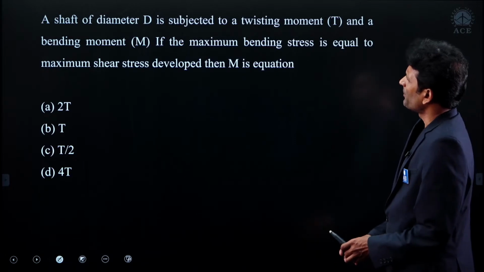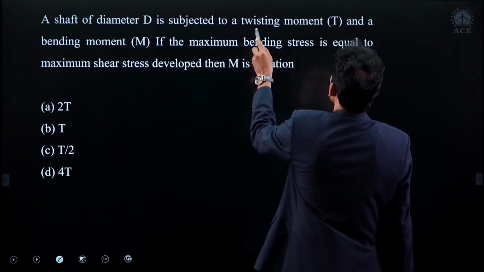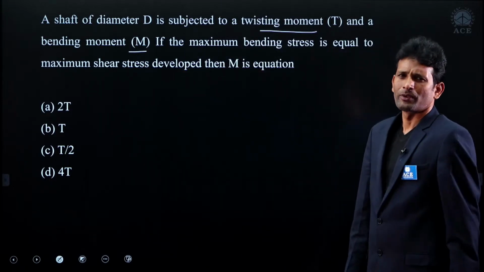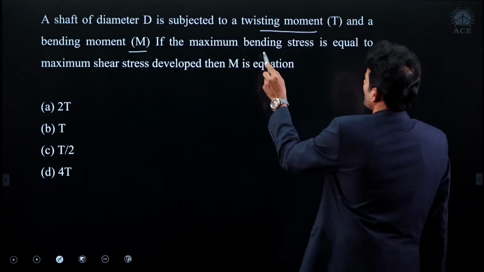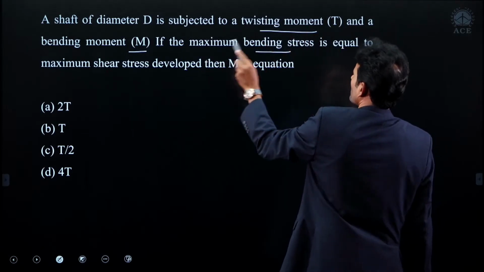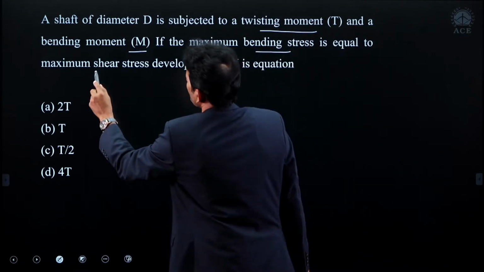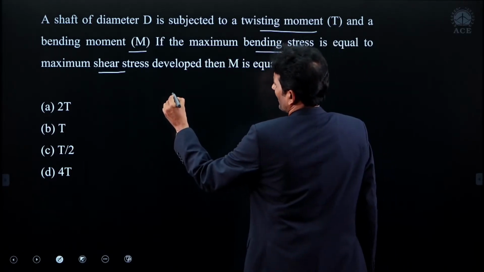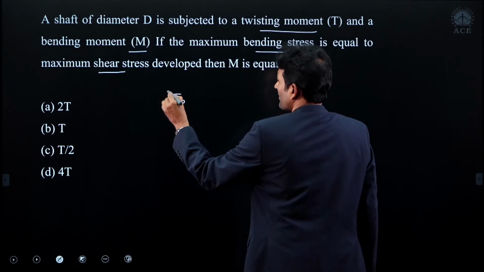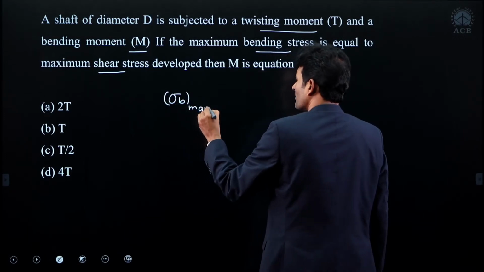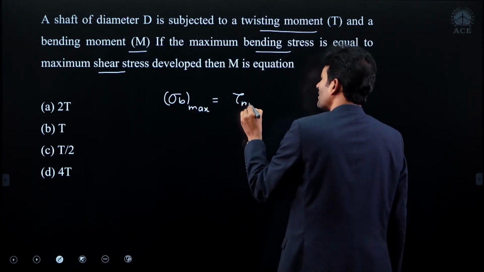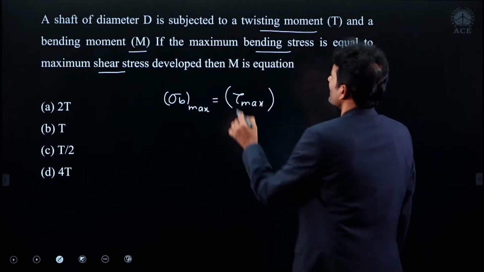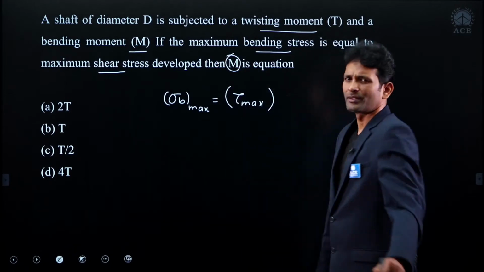A shaft of diameter D is subjected to a twisting moment T and a bending moment M. Two different moments we are observing on the shaft. The bending moment gives the bending stress, and the twisting moment gives the twisting stress. The given condition is that the maximum bending stress should be equal to the maximum shear stress. Then what is the M value for this condition?